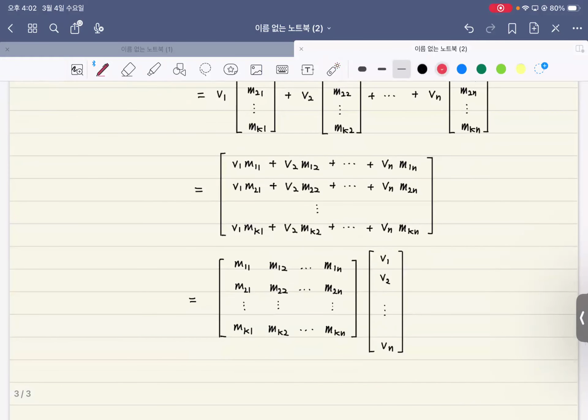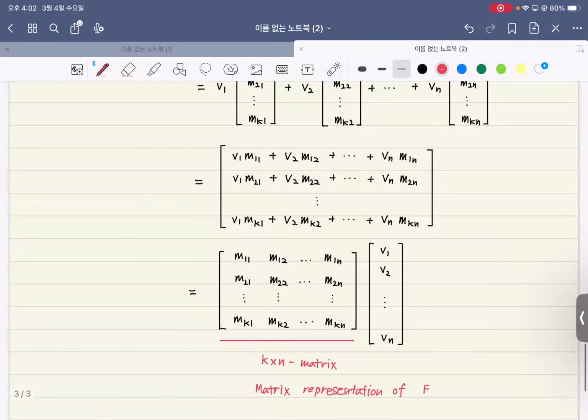This is called the matrix representation of f. Okay, all right.